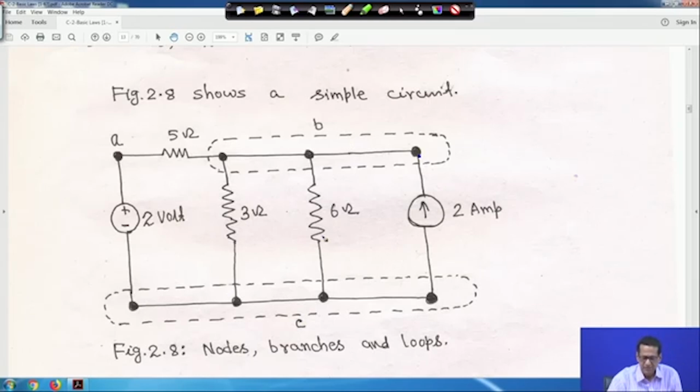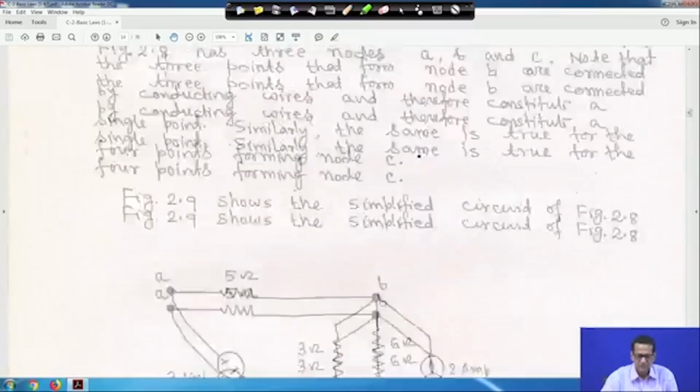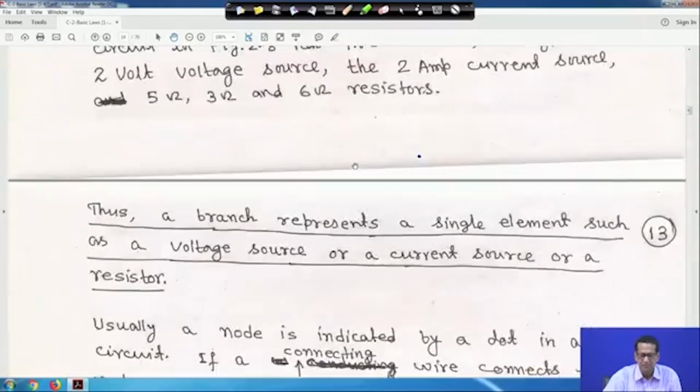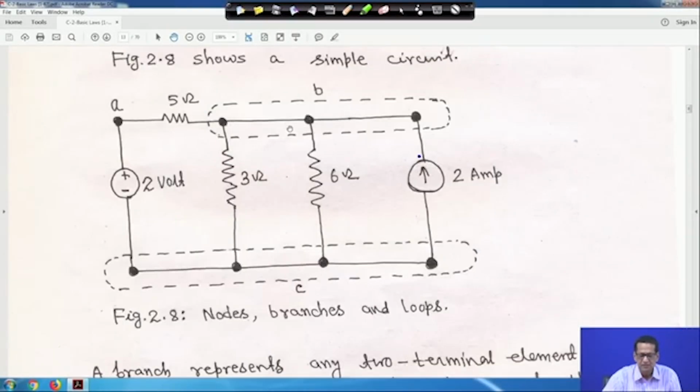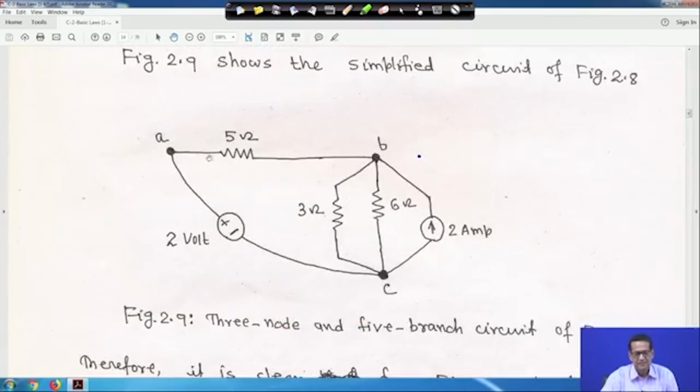That means your equivalent one, if you see this, just hold on. If you see this equivalent one, this is my equivalent one, because all these 3 nodes are clubbed together, all these points are clubbed together, and these 4 also club together because they are wire only. So finally, its equivalent one is your A, B, C.